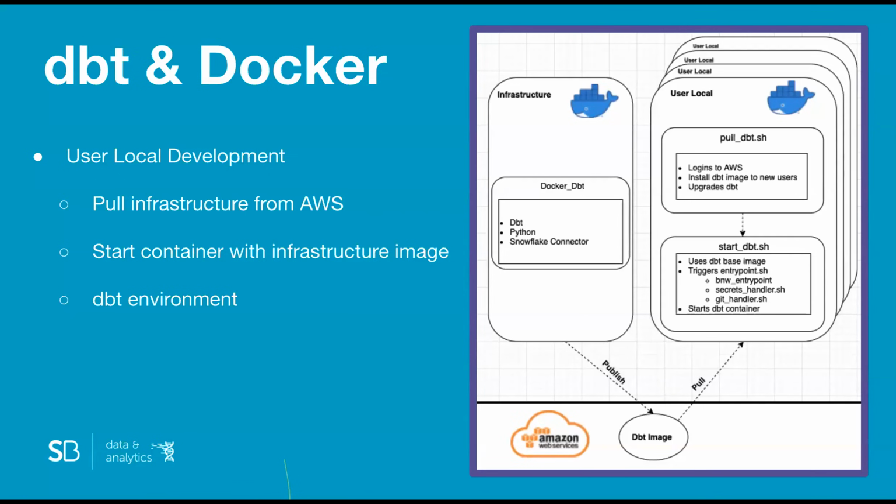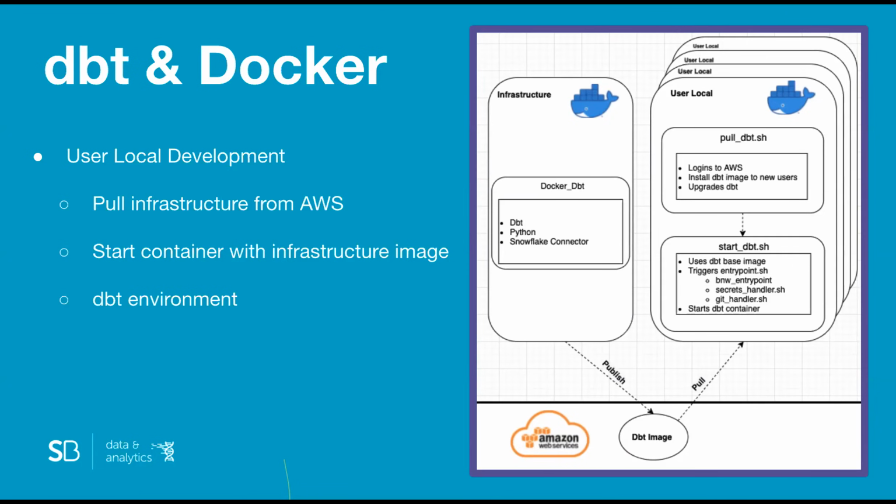So this slide goes through the setup of local development. If we imagine the previous slide, we built our dbt infrastructure. This is available in AWS. So now let's focus on the users and how they would work with dbt locally. The process is very simple, as you're going to see. The users would start by running a script called pull dbt. This script connects to AWS and pulls down the latest infrastructure image, which then gets stored locally.